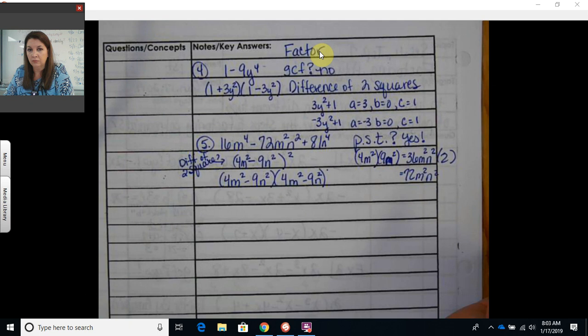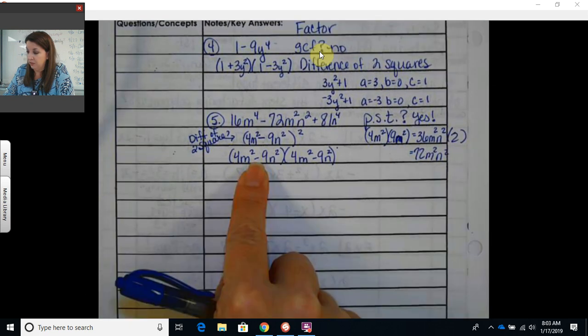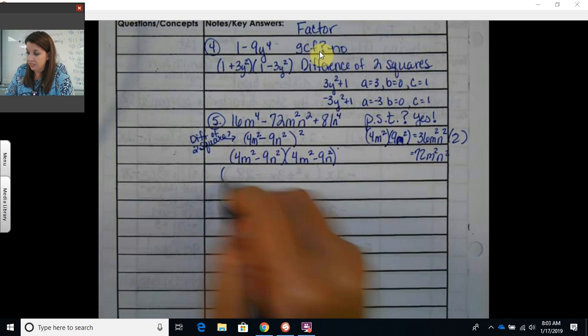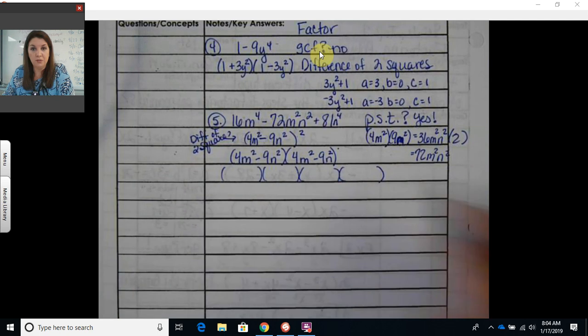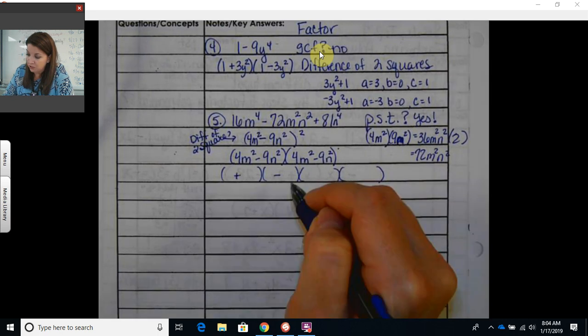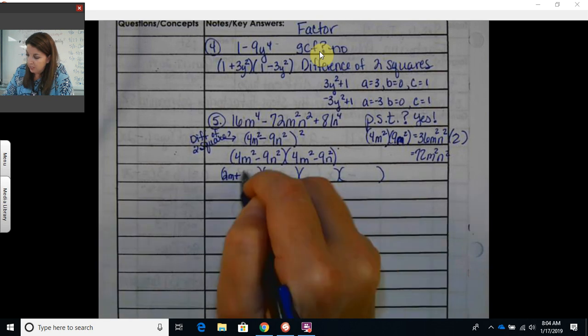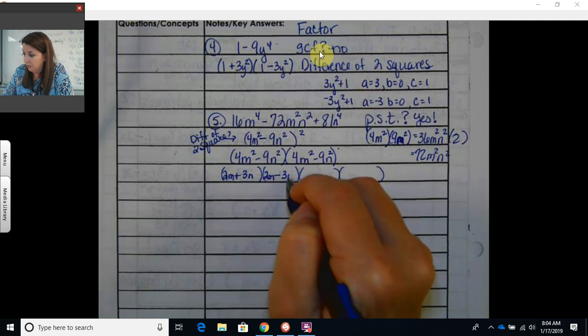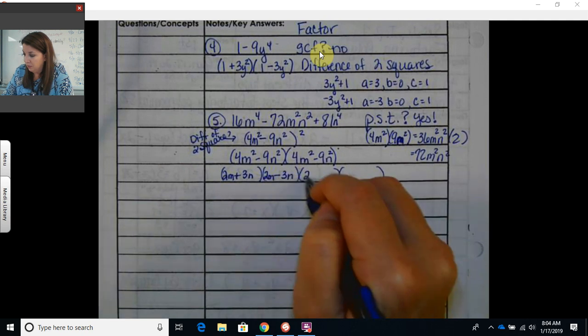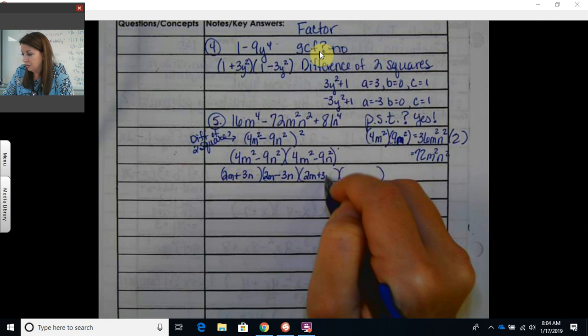So to factor this binomial, that's going to be 2 sets of parentheses. And then to factor this binomial, which is a difference of 2 squares, that's going to be 2 sets of parentheses. So let me just do the first one first. I get 1 plus, 1 minus, what's going to be my first term? 2m, what's my last term? 3n. And so this is 2m minus 3n. And we have the same thing over here. 2m plus 3n, 2m minus 3n.